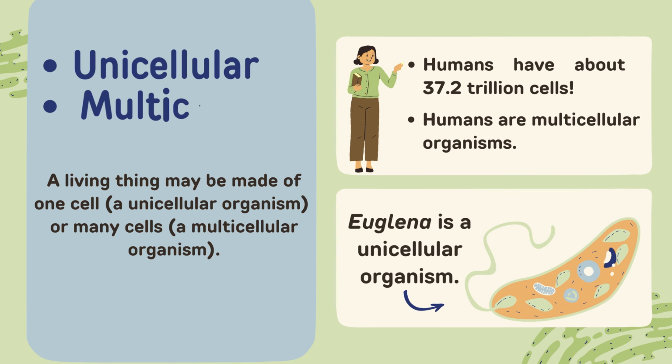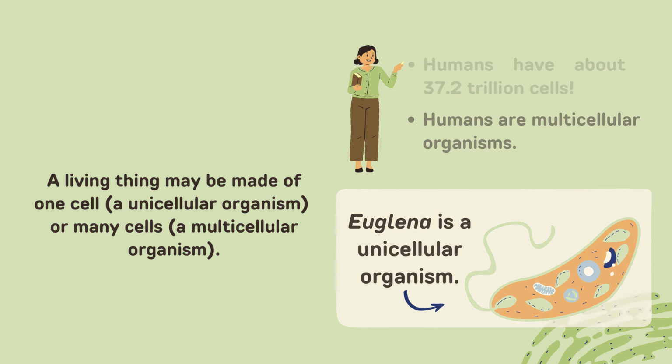A living thing may be made of one cell, a unicellular organism, or many cells, a multicellular organism. Humans have about 37.2 trillion cells, and humans are multicellular organisms. Euglena is a unicellular organism.